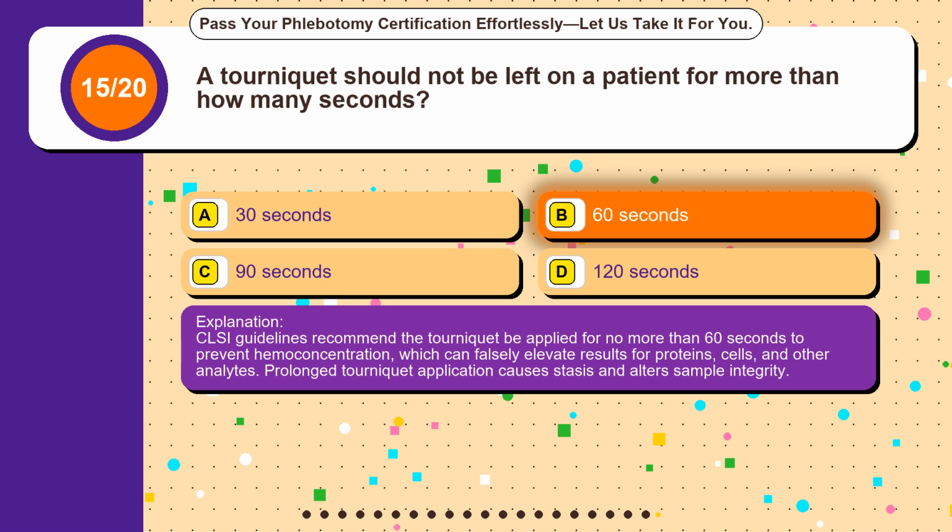CLSI guidelines recommend the tourniquet be applied for no more than 60 seconds to prevent hemoconcentration, which can falsely elevate results for proteins, cells, and other analytes. Prolonged tourniquet application causes stasis and alters sample integrity.